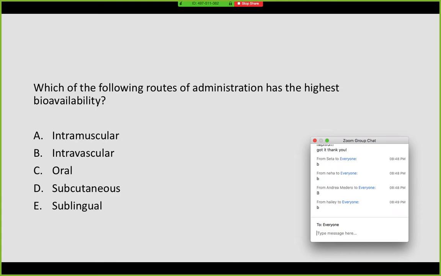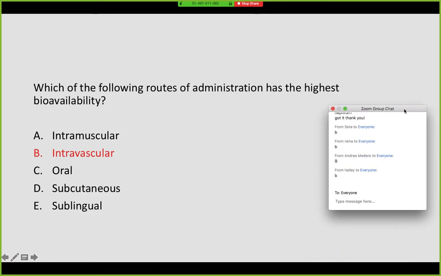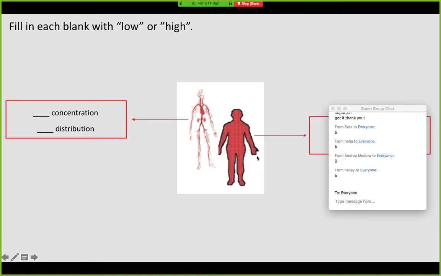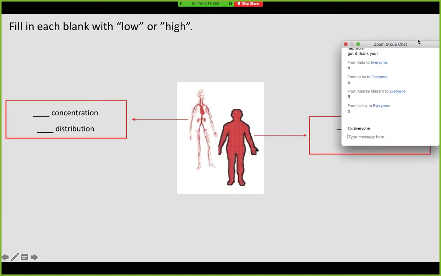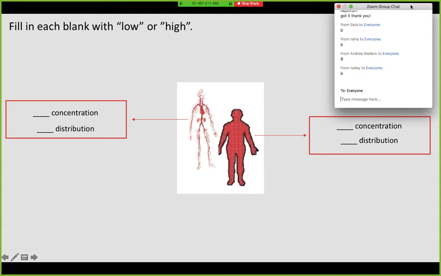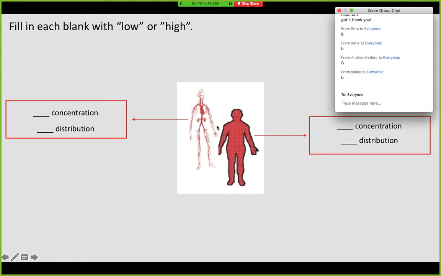Right. So the correct answer is B, intravascular or IV administration. Okay, and hopefully, so I clipped this out of her lecture, but I think it does a really good job of explaining the difference between concentration and distribution.